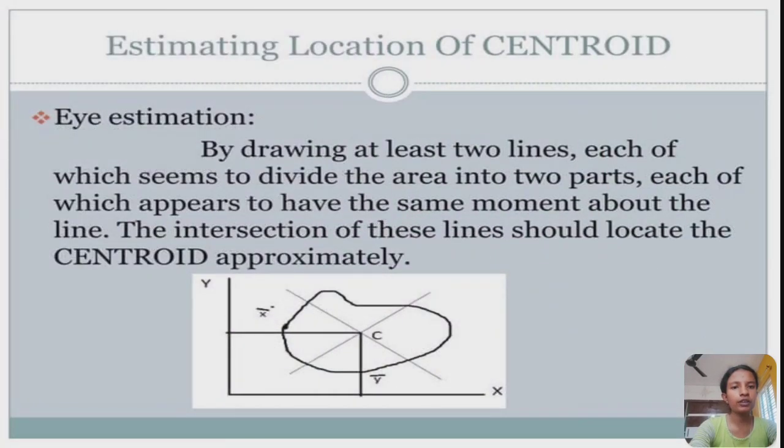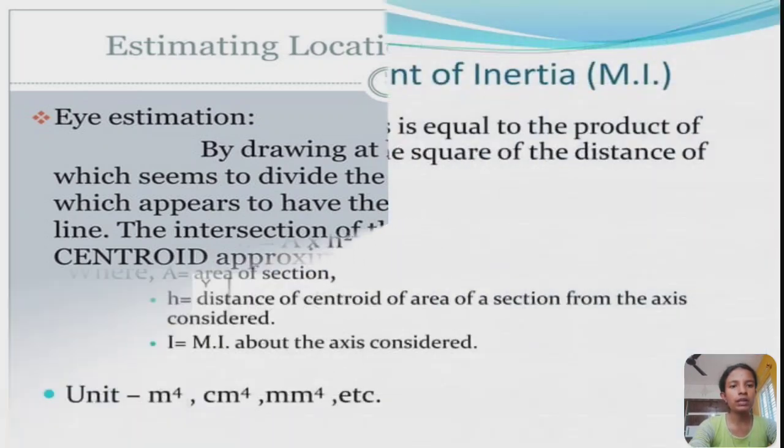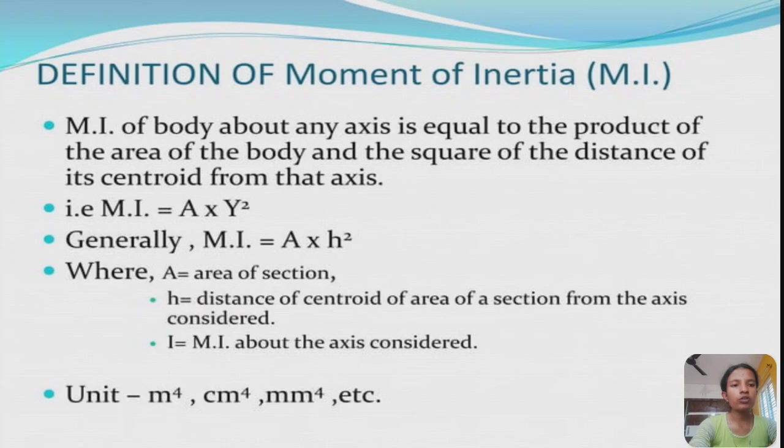Estimating location of centroid. By drawing at least two lines, each of which seems to divide the area into two parts, each of which appears to have the same moment about the line, the intersection of these lines should locate the centroid approximately. Definition of moment of inertia.